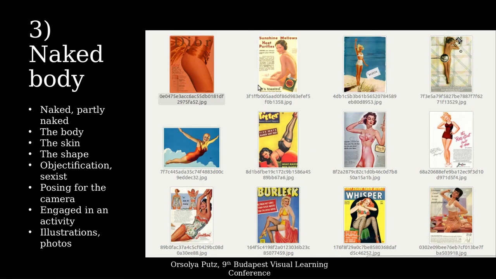The next prototype is the naked body. Our algorithm found those images similar that depict naked or partly naked women posing for the camera. Drawing one's attention to the woman's naked body highlights such aspects of the body as the skin and the figure. One could easily argue that these illustrations and photos objectify the women and are sexist.